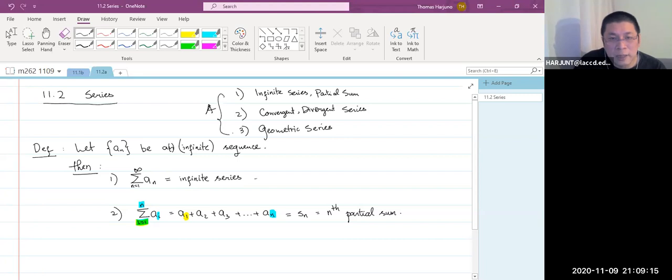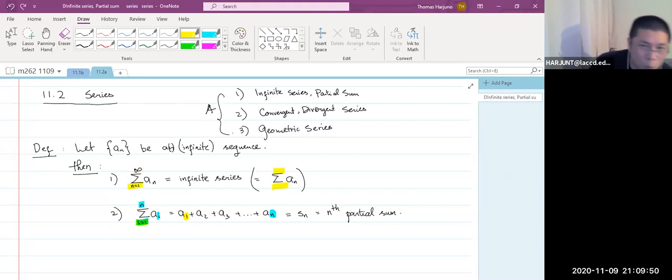Now this infinite series is sometimes also written by convention as the sum of a sub n only. If we don't have where it starts and where it ends, it means it starts from 1 and goes to infinity. In other words, if you don't see any notation, it means it starts from 1 and goes to infinity. If it is not starting from 1 or not going to infinity, then you need to write it down. In my class, I want you to write it down.